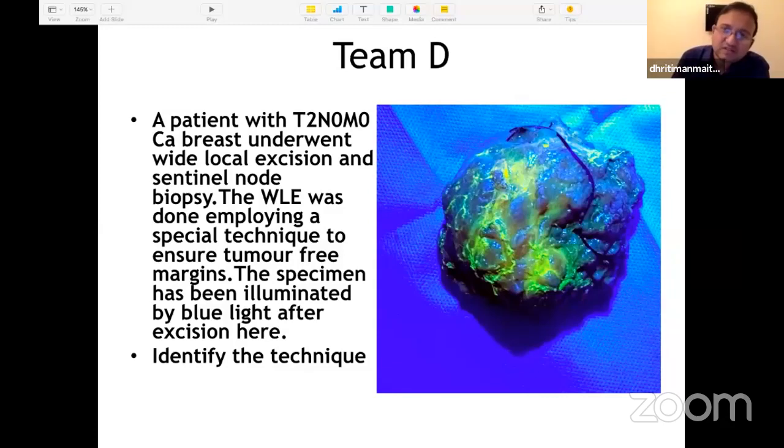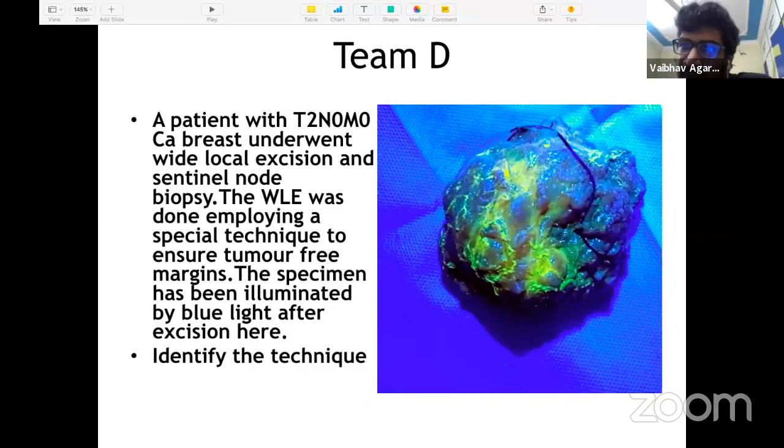Or in the sketch pen set which we used to have in school, what? Fluorescence. Yes. So this is fluorescence guided excision. Fluorescence guided excision. So should we give him some points? I'll give him 5, I think, because he could pick up the hint. Okay. So moving on to team E.